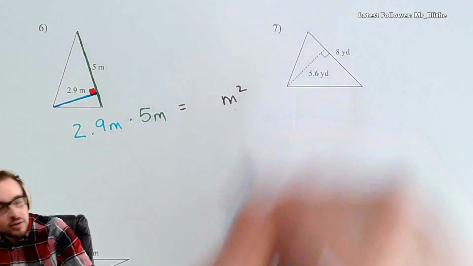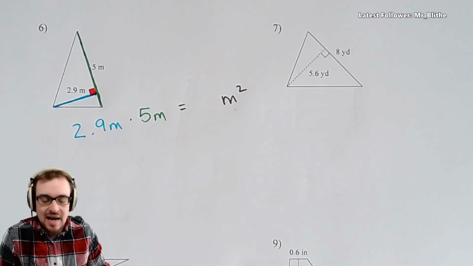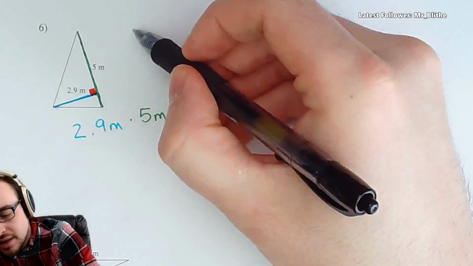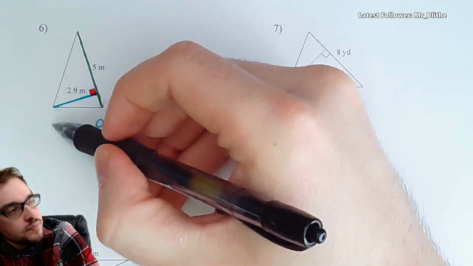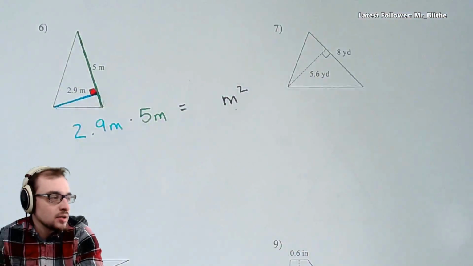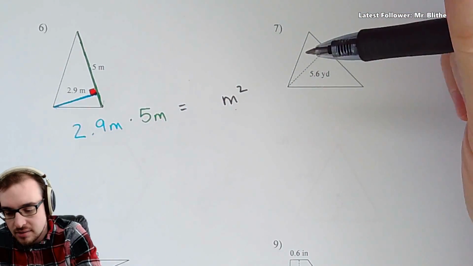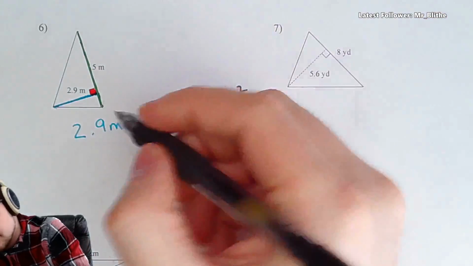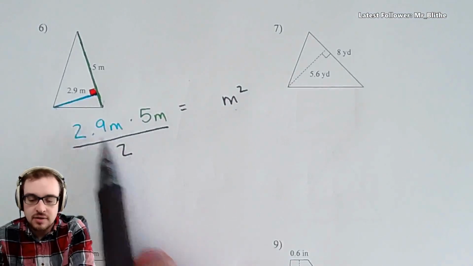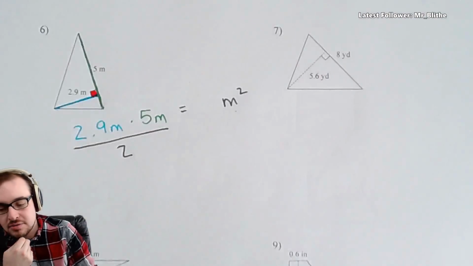Now, but that's not the whole formula, right? Area of a triangle, it's always half of some kind of rectangle, right? If I took that triangle and flipped it, I'd have it going over this way. I'd have a parallelogram, right? So this is half of that parallelogram, and the parallelogram's height would be 2.9, and the base would be 5. So what we got to do is divide this by 2. That would be the area of the parallelogram. When we divide by 2, we get the area of the triangle that would make that up. So we get 2.9 times 5, all divided by 2.